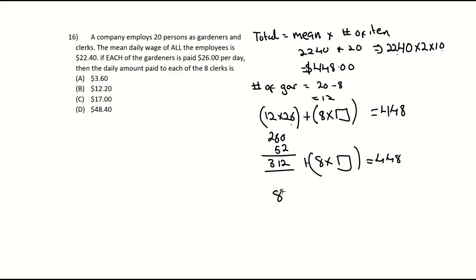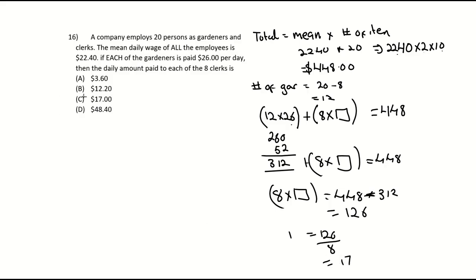So I know my 8 clerks would be getting the difference between 448 minus 312, which is equal to 136. So if 8 of my clerks are getting $136, then one of my clerks would be 136 divided by 8, which is equal to $17. And that would be C. And that is how you would do this question.